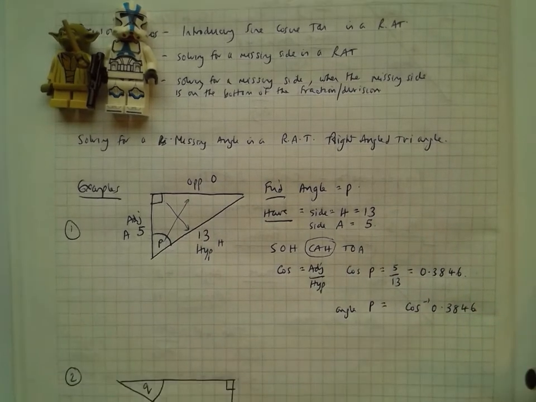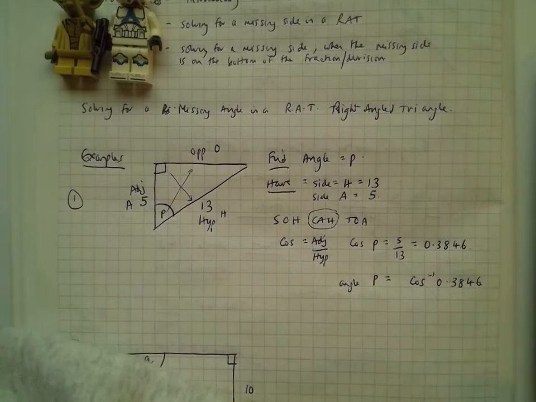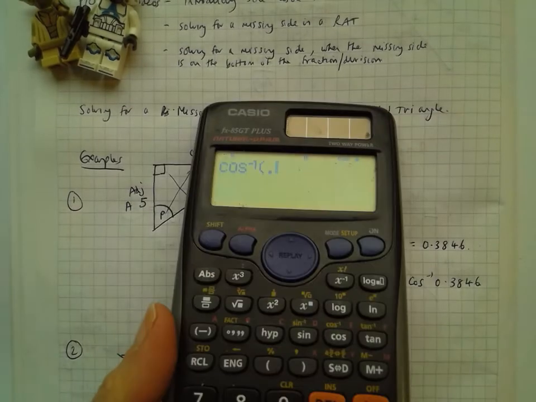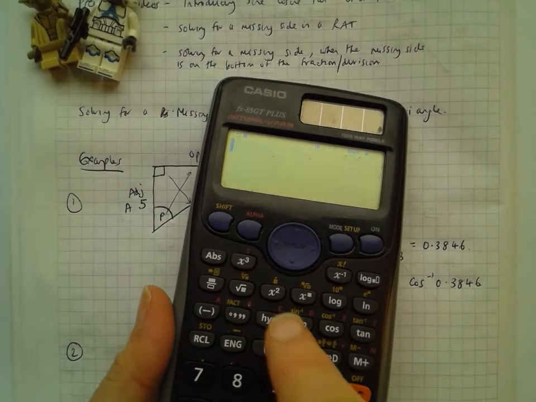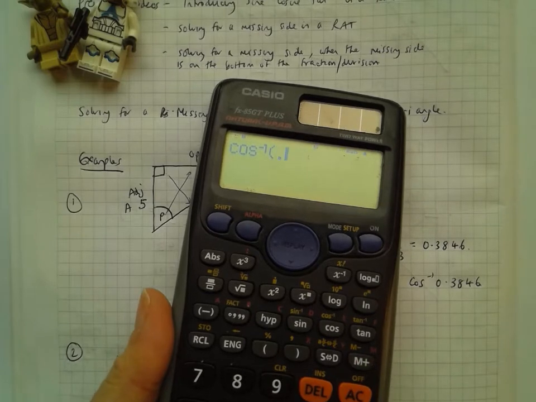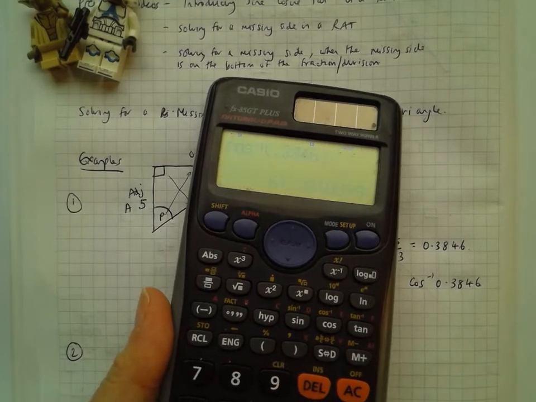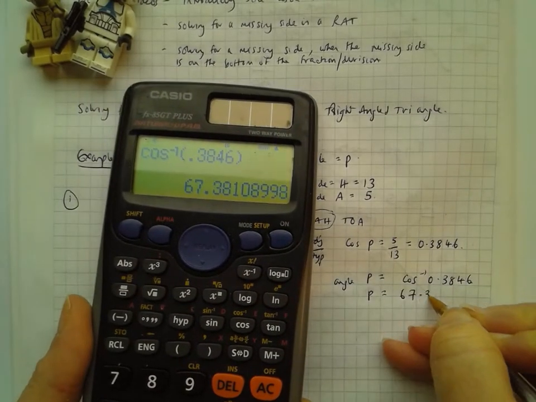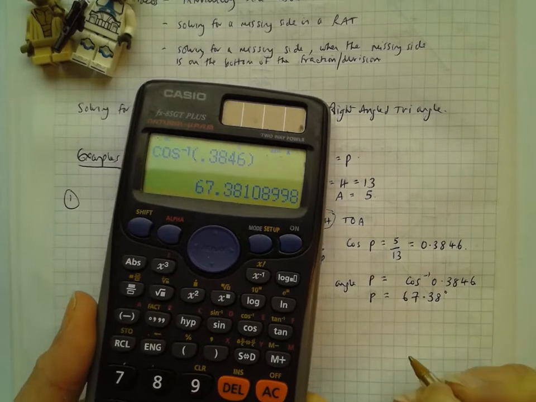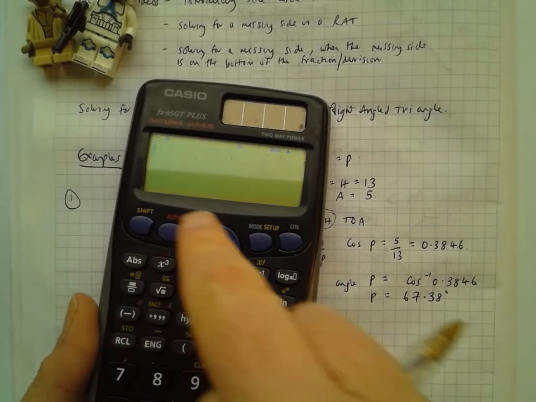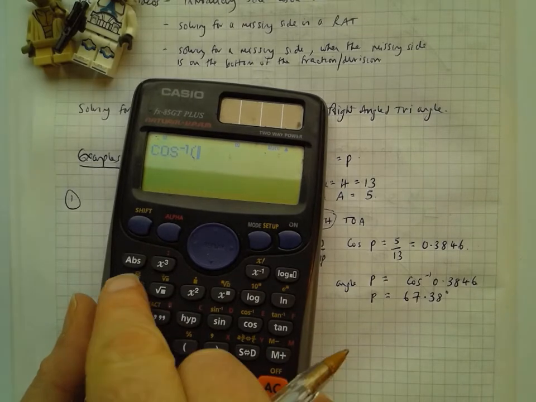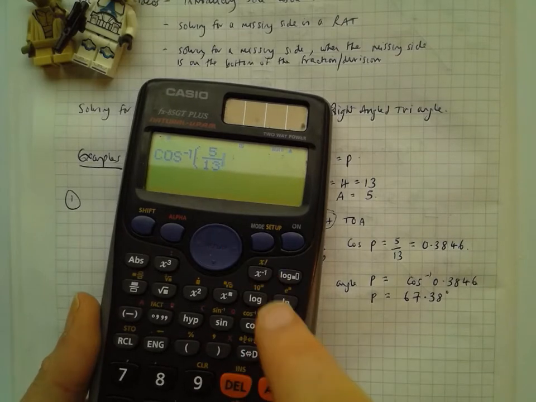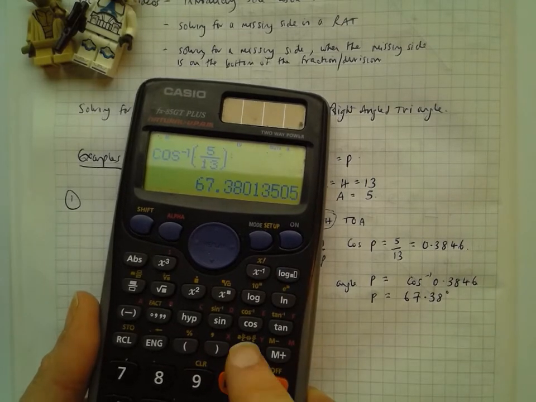So let's do that. Shift cos 0.3846 equals 67. P is equal to 67.38 degrees. Okay, or shift cos, I would do it all in one go, 5 over 13 equals, again the same answer, 67.38 degrees.